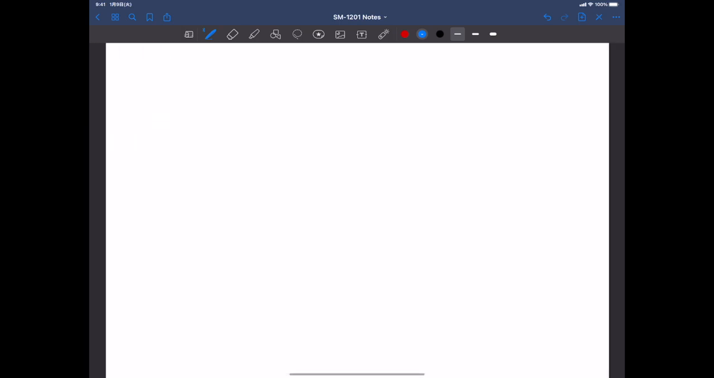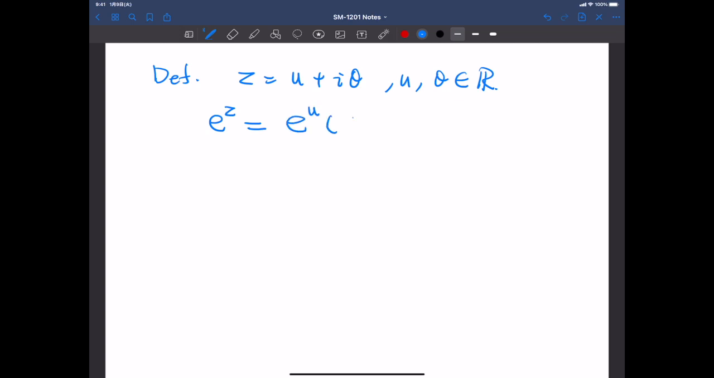Okay, so let's see. Here's a definition. Let z be a complex number u plus i theta, where u and theta are real numbers. So we define e to the power of z as exponential of u times cosine theta plus i sine theta. Here z is a complex number, but exp of u is already defined because u is a real number, and cosine theta and sine theta we have already defined.